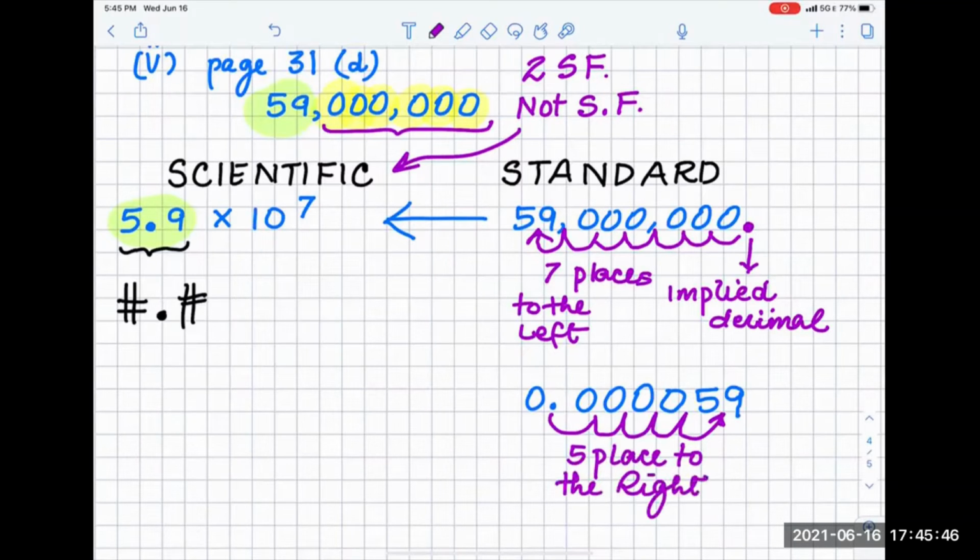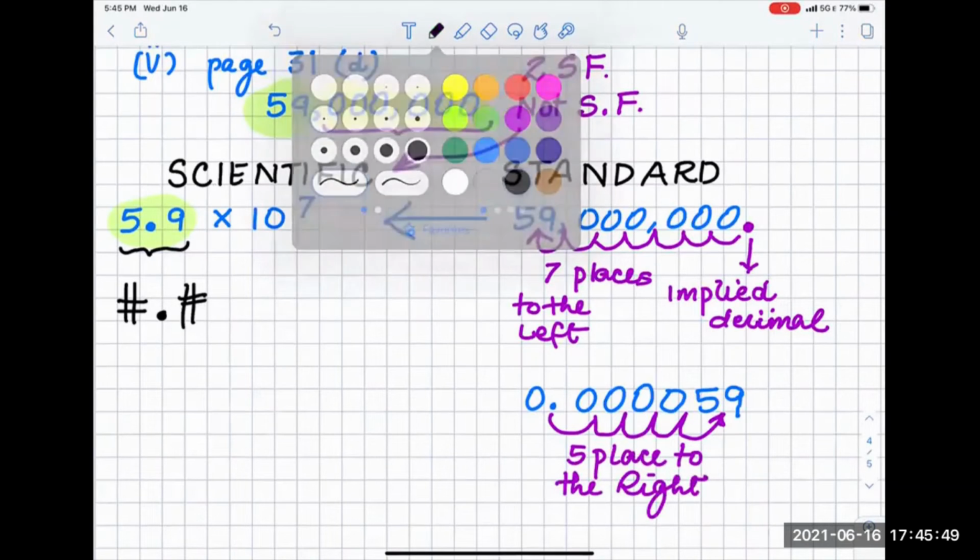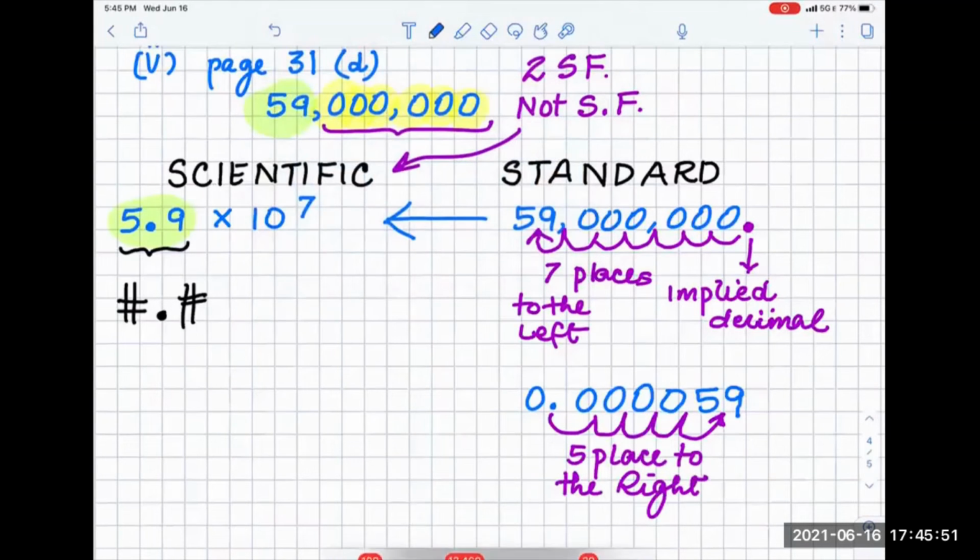And when you do that, what do you get? You get 5.9 times 10 to the power of negative 5. You moved 5 places, so negative 5. Okay, so keep this in mind: when you move the decimal to the right, it's a negative exponent. You move to the left, positive exponent. Okay, so let me put this here. To the left, when you move the decimal to the left, then it's a positive exponent.